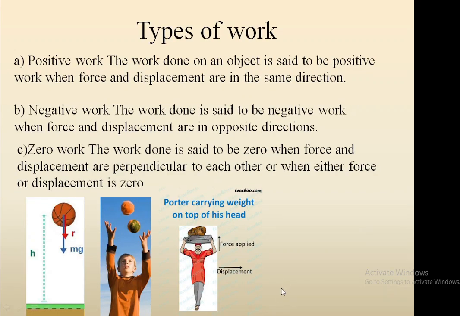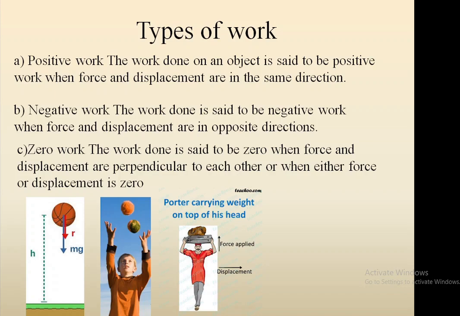Now we are going to see what are the different types of work. In the bottom left side, you can see this figure. Here the ball is freely falling down. How do we know? Because the earth attracts the ball by the gravitational force of attraction. So the gravitational force is acting on the ball.